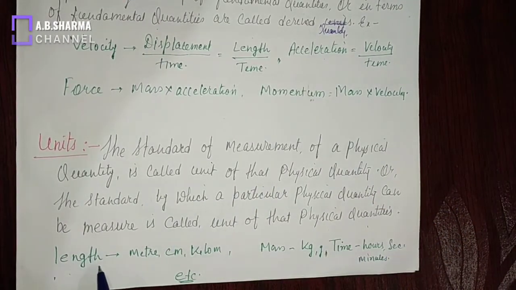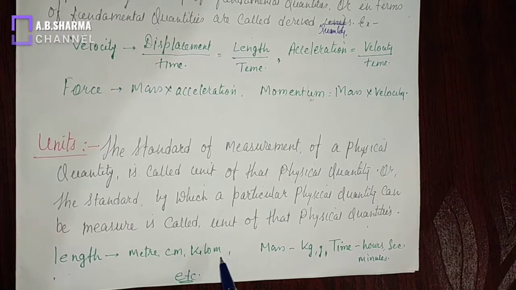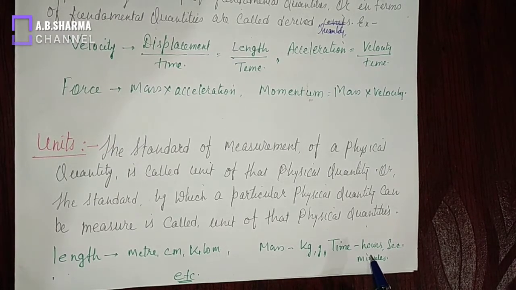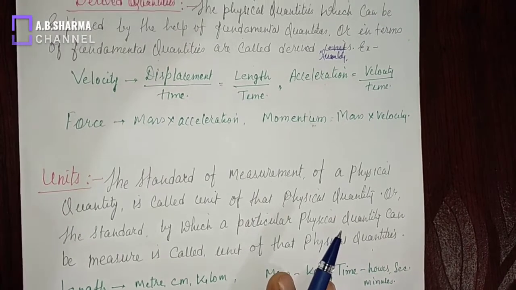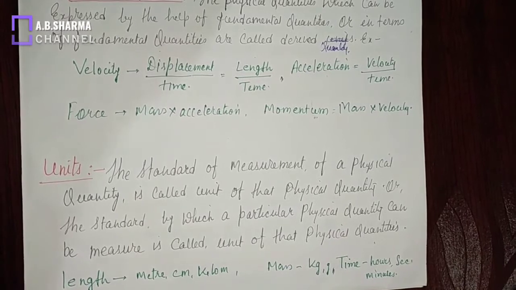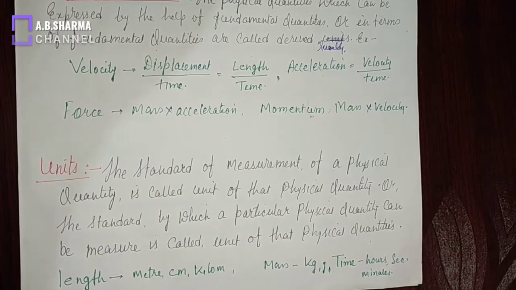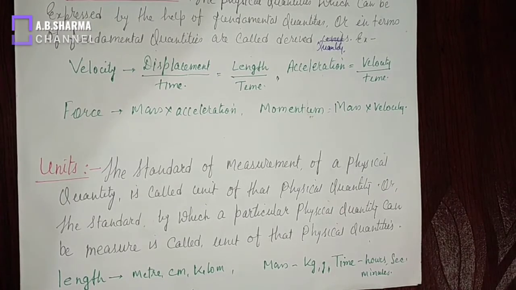For example, length is measured in meter, centimeter, kilometer. Mass is measured in kilogram and gram. Time is measured in hours, seconds, minutes. So units are the standard for measurement of a physical quantity. Now the types of units are fundamental units and derived units.